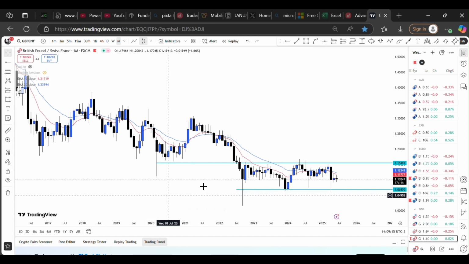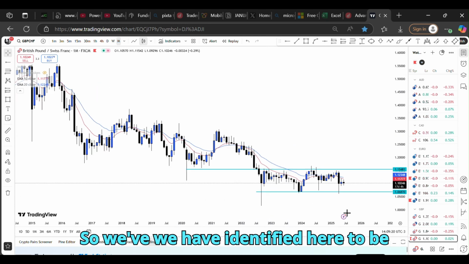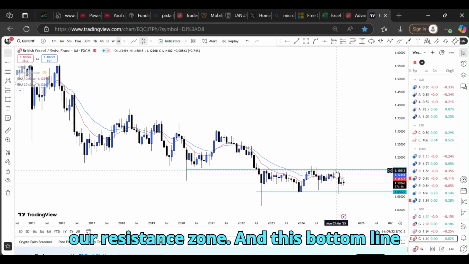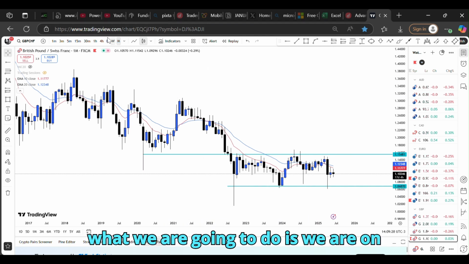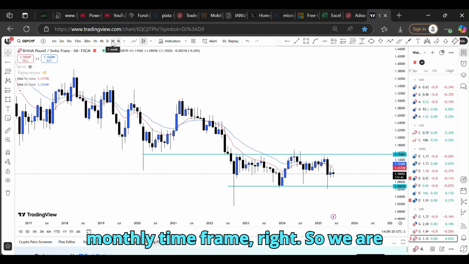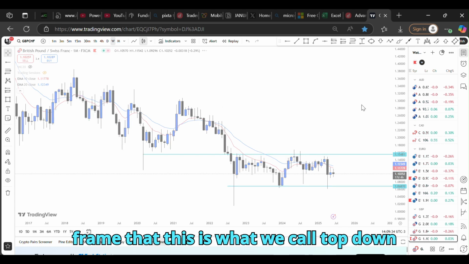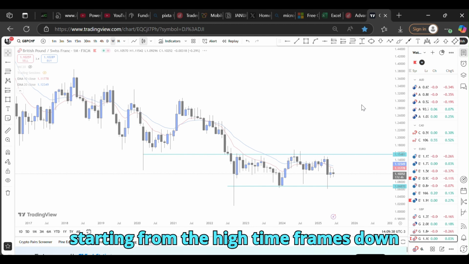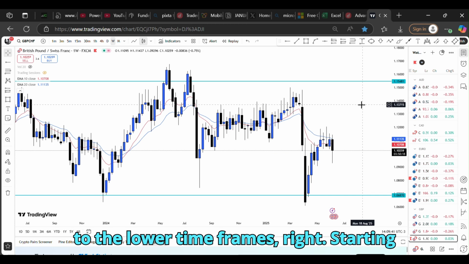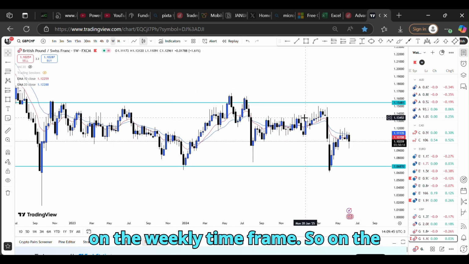So you can see the market has been ranging. We have identified here to be our resistance zone and this bottom line over here to be our support zone, guys. So we are on the monthly time frame, and we are going to narrow down to the weekly time frame. This is what we call top down analysis. Top down analysis simply means starting from the high time frames down to the lower time frames.